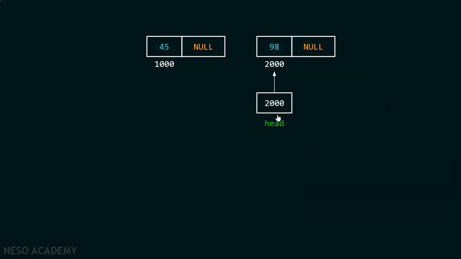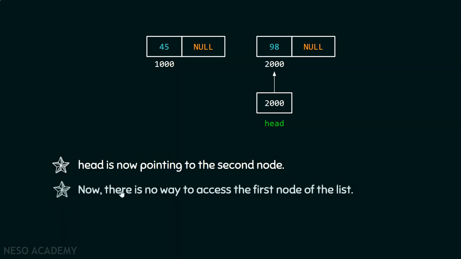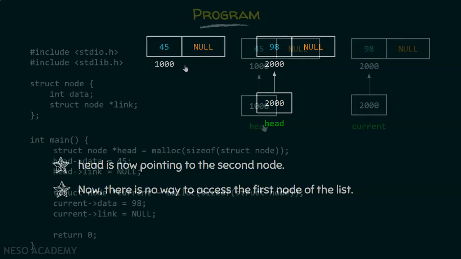Basically, you can see that the head pointer is pointing to the second node of the list. Isn't that so? Head is now pointing to the second node. Now there is no way to access the first node of the list. We have lost the reference of the first node. Previously head was pointing to the first node. Now it is pointing to the second node. There is no way to access this node at all, right? Because the only way to access this node is through this pointer. Now it is pointing to the second node. So what is the solution?